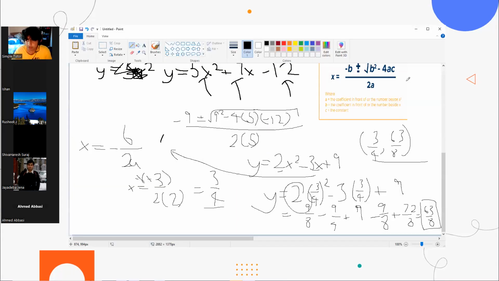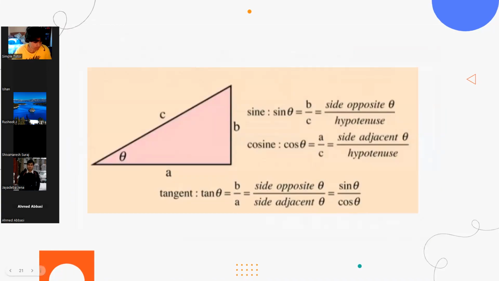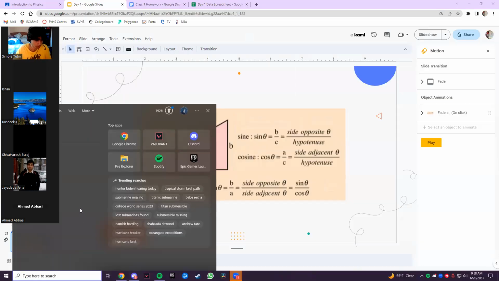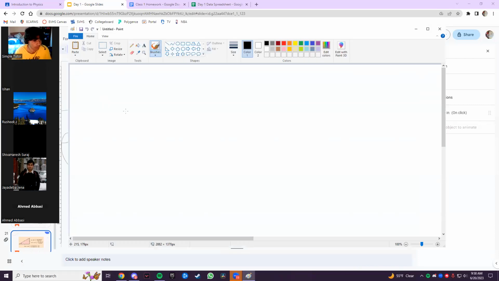And I think one more concept I'd like to go over in terms of trig is being able to find an angle with given side lengths. So as I mentioned, sine theta.